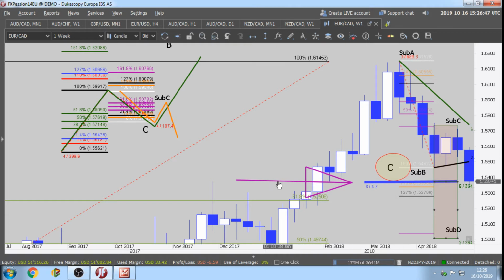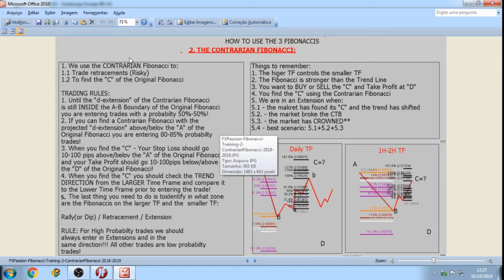What is important here, everybody, is that you understand there is no right or wrong. If you don't understand, or if you simply don't feel comfortable trading retracements, don't do this. There is no right or wrong. But in learning the Contrarian Fibonacci, you can trade retracements, which are risky. Why risky? Because we are going against the trend, and 1.2 to find the C of the original Fibonacci.